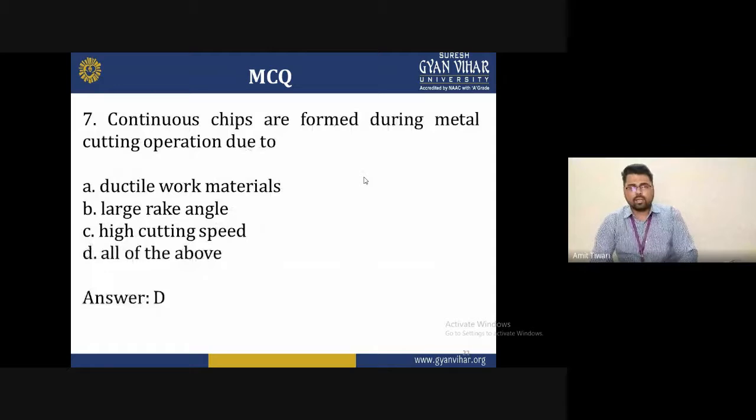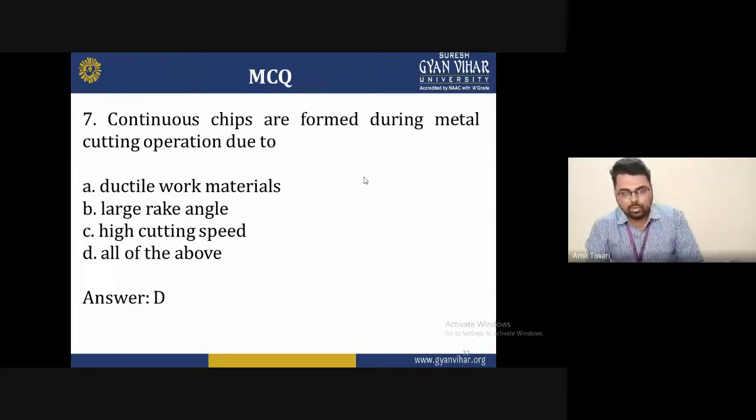The seventh question is: continuous chips are formed during metal cutting operation due to which of the options: A, ductile work material; B, large rake angle; C, high cutting speed; D, all of the above. So the correct answer of this question is D.